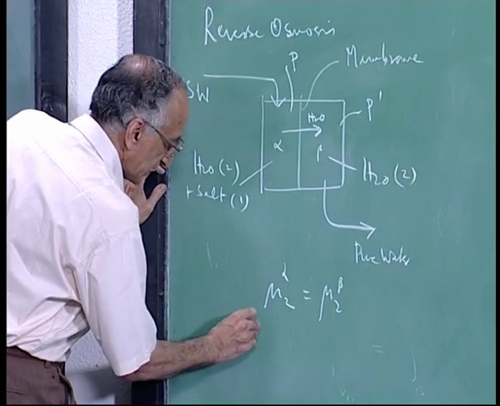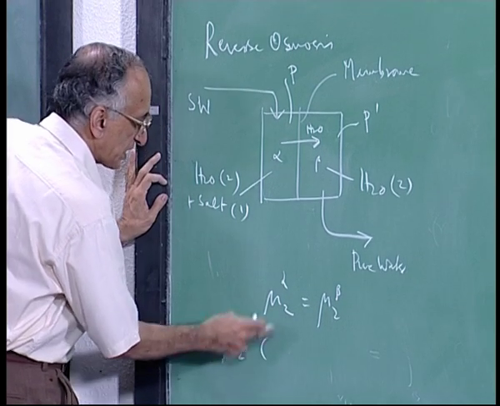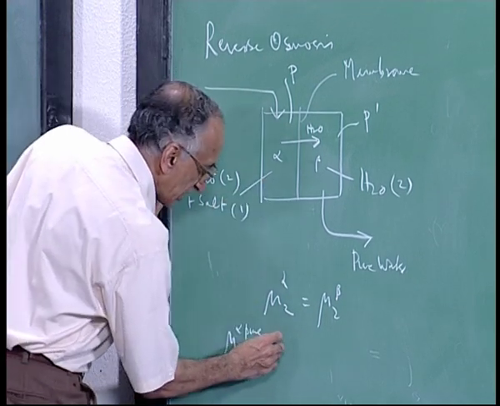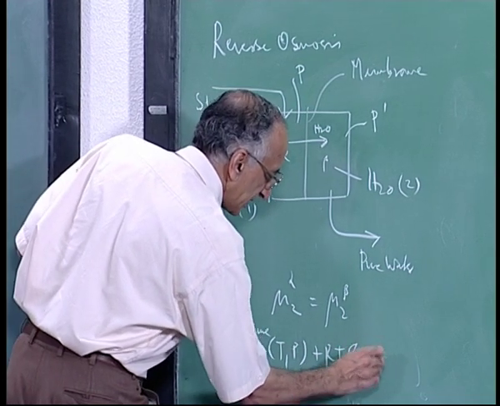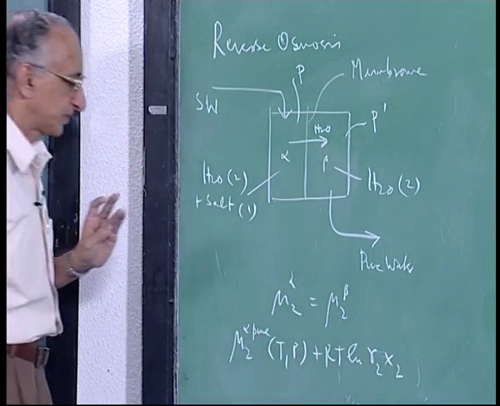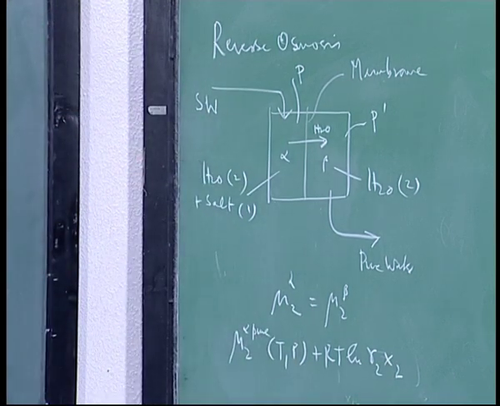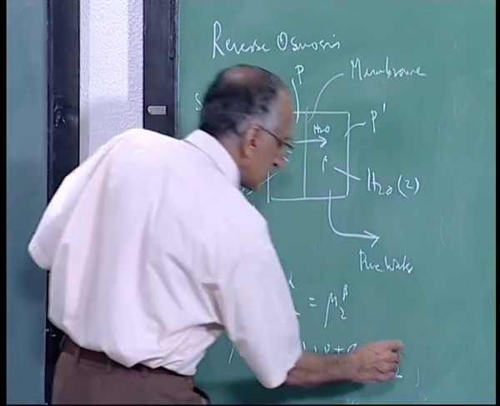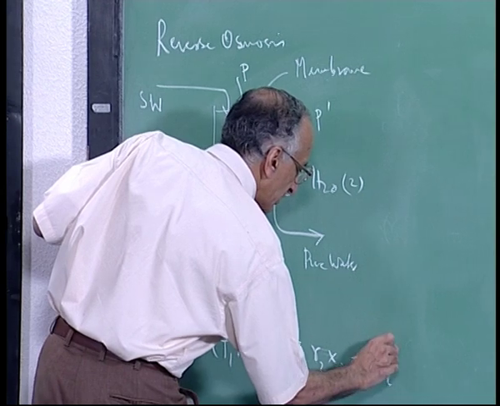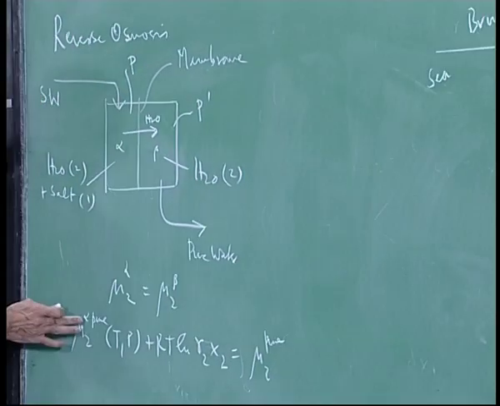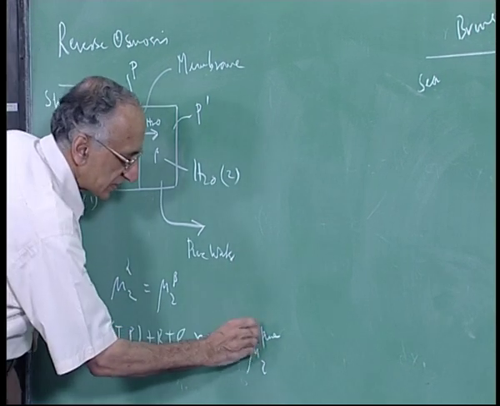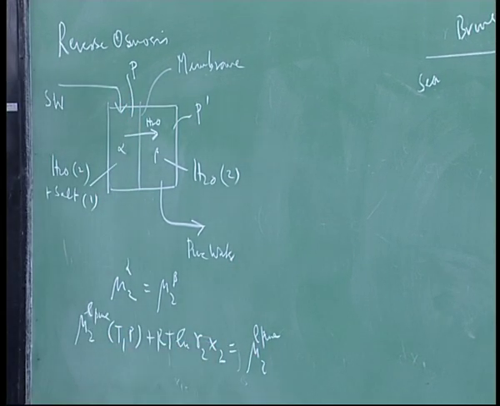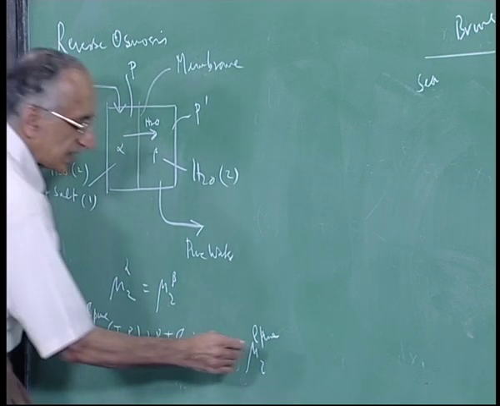I have to write the chemical potential of water in the mixture. So it will be mu 2 pure liquid at T and P plus RT ln gamma 2 x 2. That is the chemical potential model for water in solution. On the right hand side it is pure water, so it is mu 2 liquid pure, but this is at T and P prime.